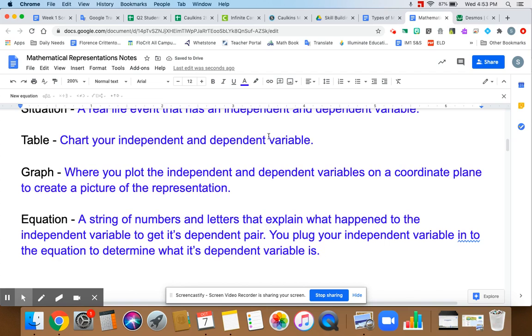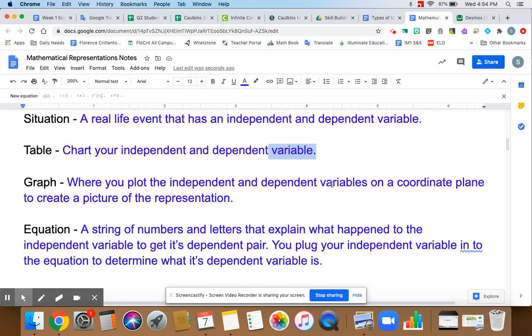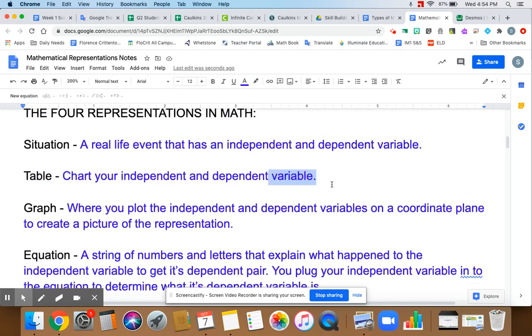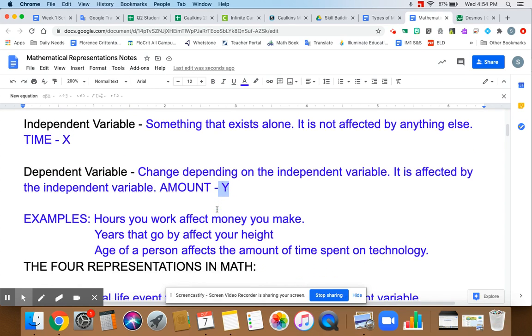So this whole time I keep using the word variable. Hopefully you know that just means something that can change. The time that goes by can change, the amount you have can change. So variable just means change. And in math, when things can change, we use letters to represent it, which is why the independent variable is x. We call it x. And the dependent variable is y, because we use letters to represent things that could change.